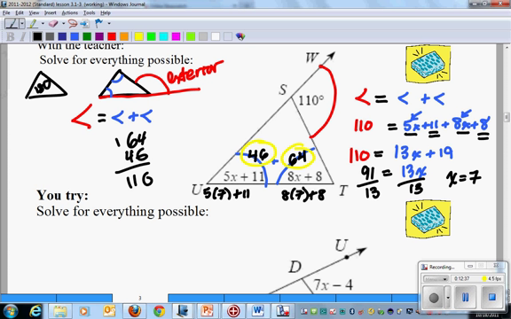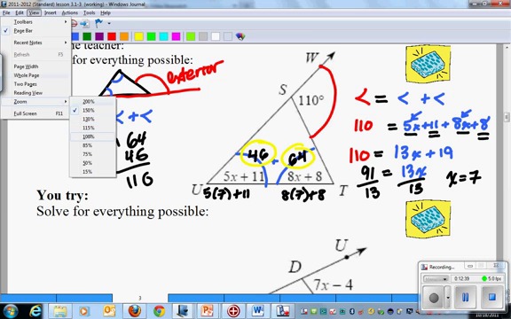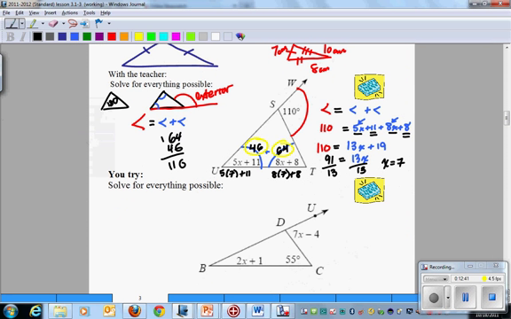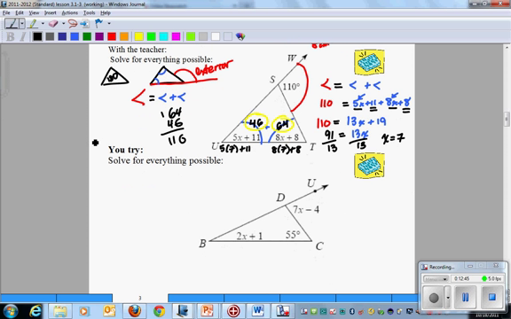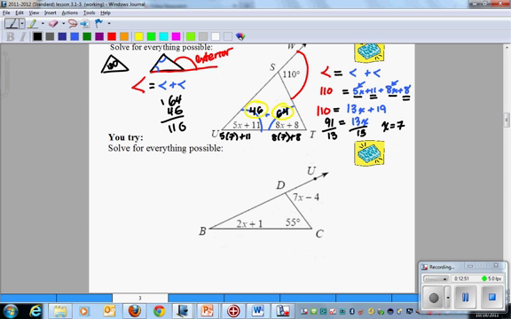Yes, ma'am? Could you just divide 110 by 2? That's easier. No, because you don't know they're equal. If you knew they were equal, yes, but you don't know they're equal. All right, let's do another one. Ready? Sweep this exterior angle.